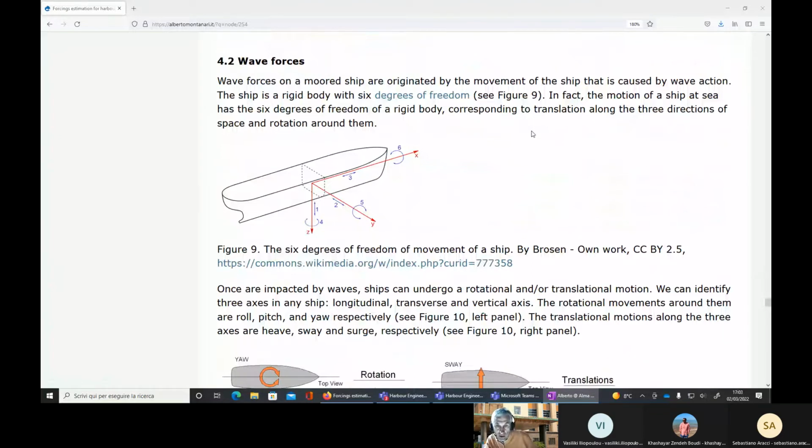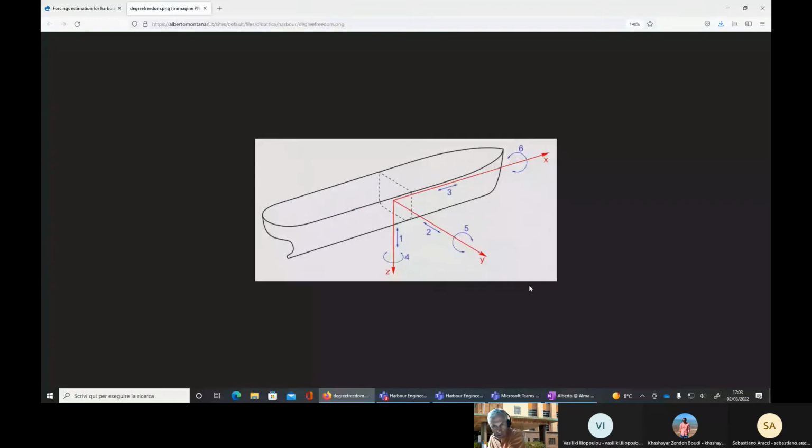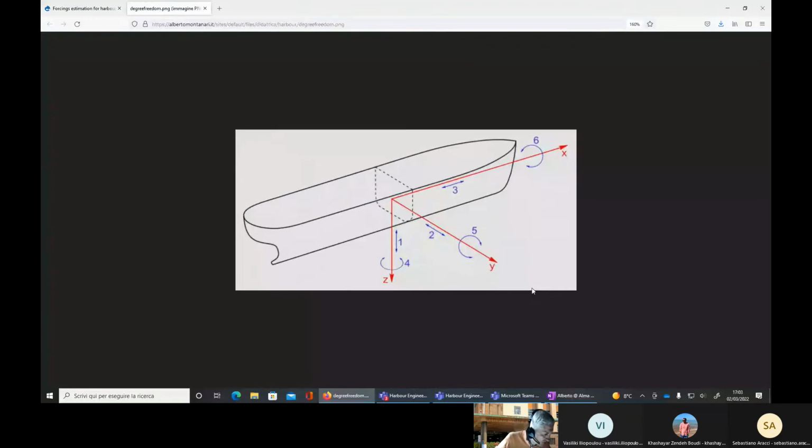Why 6 degrees of freedom? Because the ship can move along the 3 axes of the space. It can move along X, along Y, along Z: the longitudinal, the transversal, the vertical. In this figure, the X direction is the longitudinal, the Y direction is the transversal, and the vertical direction is Z. These are 3 degrees of freedom, and then there are 3 rotations along the 3 axes. So you have 6 degrees of freedom.